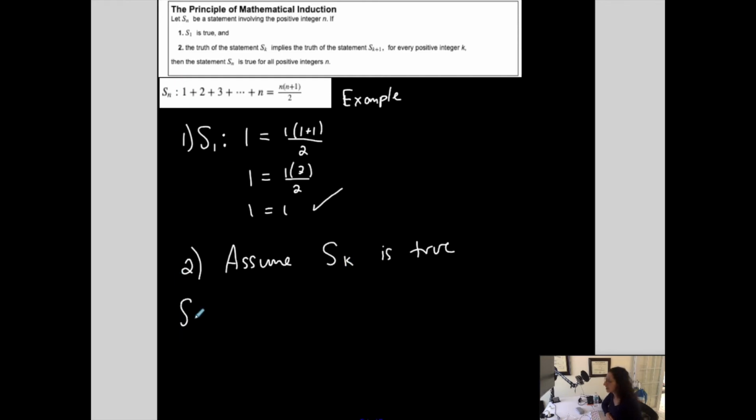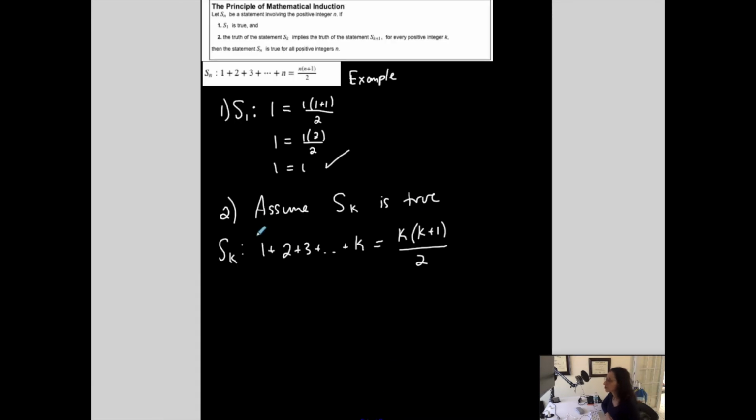So if I want to find Sk in that statement, I have 1 plus 2 plus 3 plus all the way to when n is k. And the statement is that that is equal to k times k plus 1 over 2. This right-hand side is when n is k. Now I have to assume that this is true. I'm assuming that this statement is true, so that I can now prove that it's true for Sk plus 1. So we show it's true for 1. We assume it's true for k, and now we have to prove that it's true for Sk plus 1. But we're going to use this assumption to prove this.